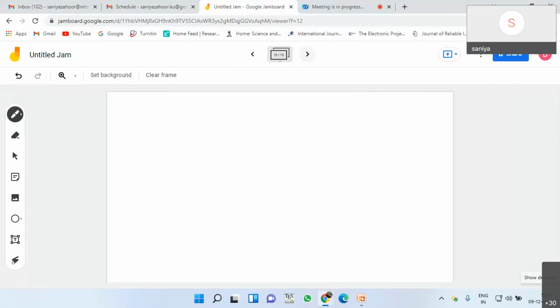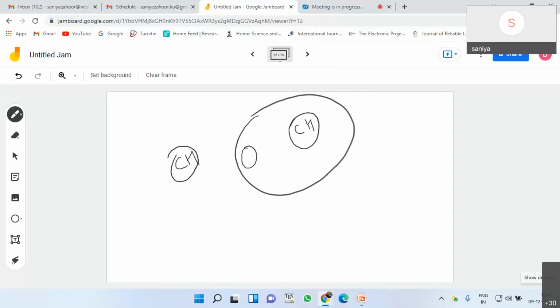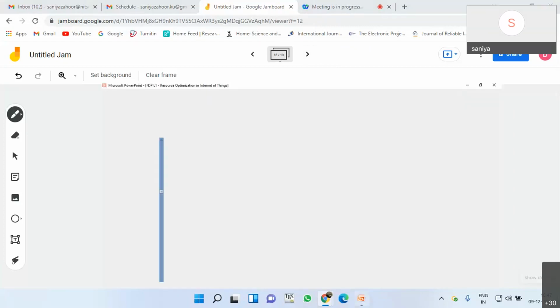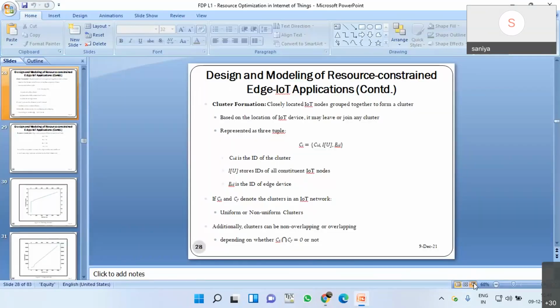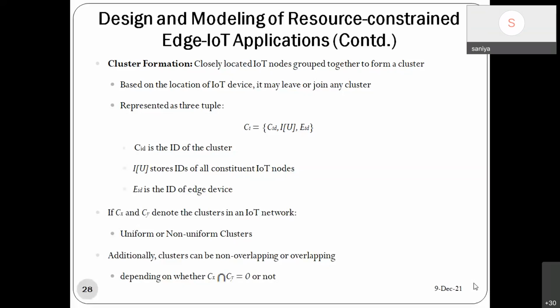And if we talk about overlapping, for example, if I have a cluster here and I have this node, it belongs to this cluster, but at the same time it belongs to this cluster also, depending upon the distance. So these are overlapping clusters. Before you go for the mathematical modeling, you need to specify the features of your application. You need to see whether the clusters you are going to deploy in any IoT application, maybe an agricultural field, are going to be overlapping or non-overlapping.